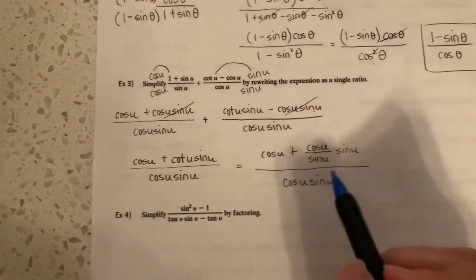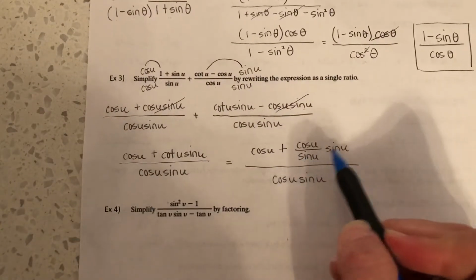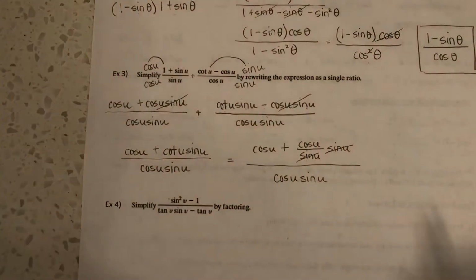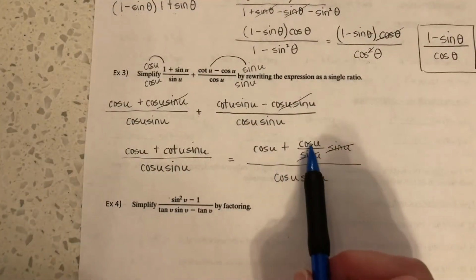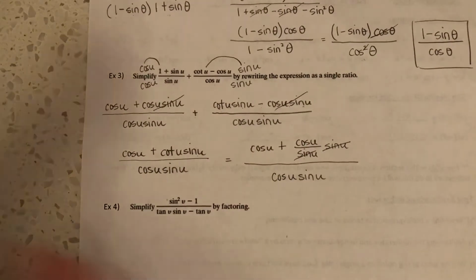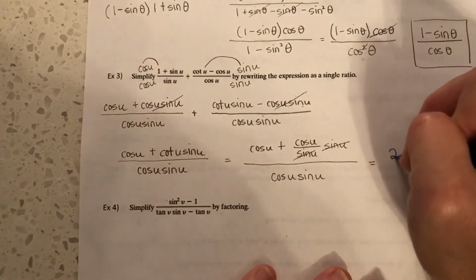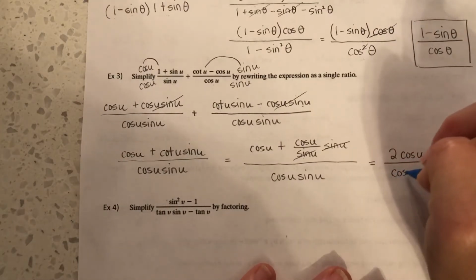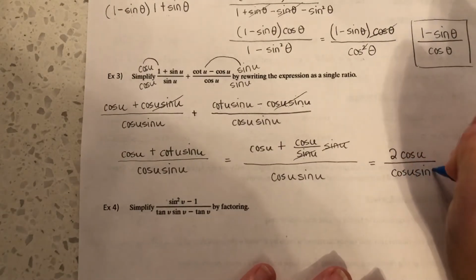Okay, well guys, look here. What's going to happen to this sine u and that sine u? They cancel, and you're going to be left with cosine u plus cosine u, which is going to be 2 cosine u, over cosine u sine u.